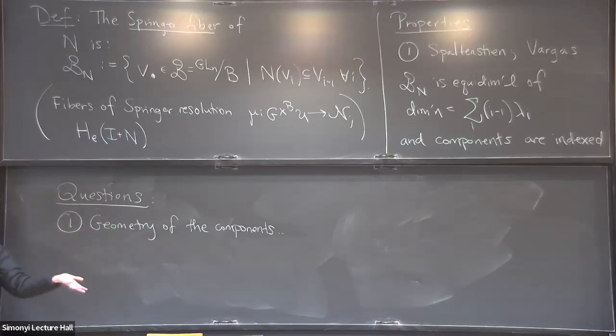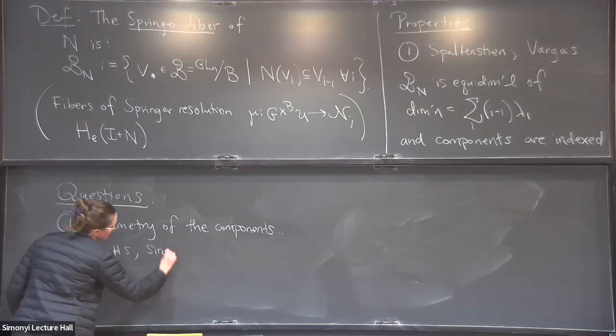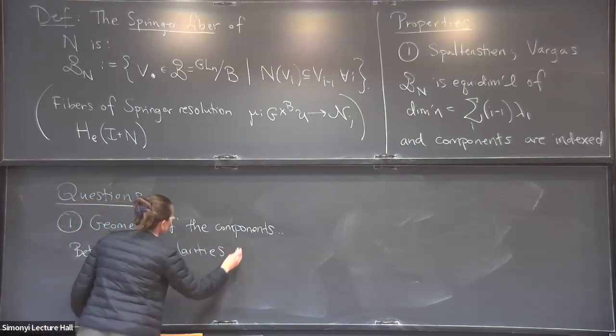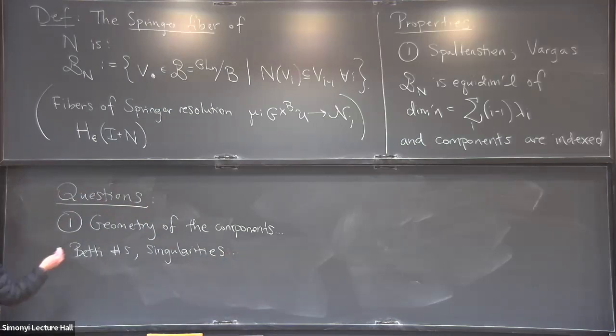You give me a standard tableau. What's the Poincare polynomial of that component? Is it singular? Basic things like Betti numbers and singularities are in general open, but to follow Trisha's rules from yesterday, there's a lot of partial results in the literature. There are people who have been thinking about this, and most of the progress is in special cases.